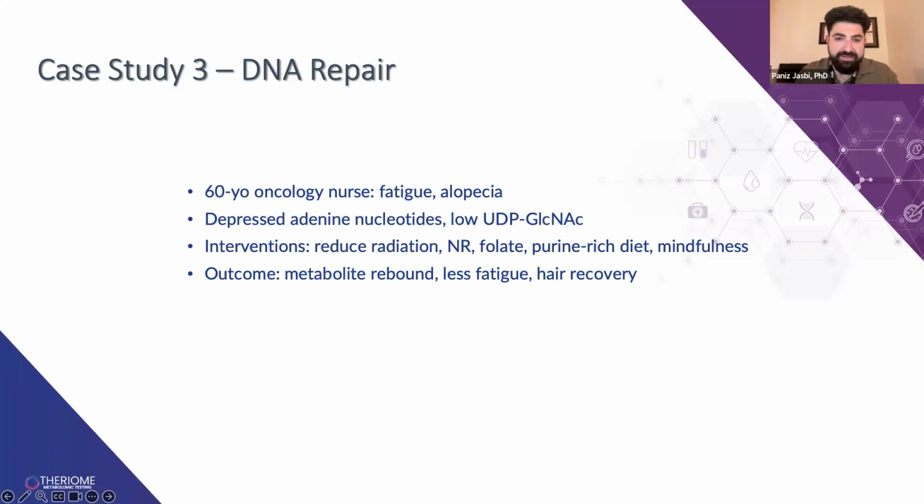And our final case, a 60-year-old oncology nurse with fatigue and alopecia. We saw low adenine nucleotides and UDP-GlcNAc pointed to a repair substrate depletion from chronic low-dose radiation, we suspected. We reduced exposure. We added nicotinamide riboside, NR, to replete her NAD plus pools. And we also increased her intake of purine-rich foods and taught mindfulness to dampen cortisol release. 4 months later, her repair panel improved and symptoms receded, proving that repair capacity is modifiable.